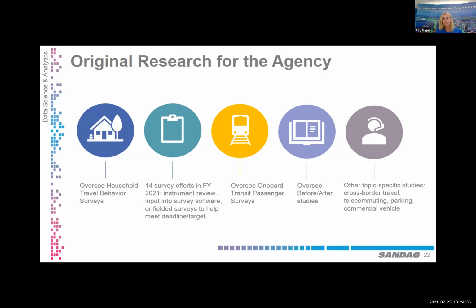And then we also contribute or oversee a number of other studies. Just some of our most recent ones was looking at cross-border travel. We worked with our consultant and then did an info bit on telecommuting to better understand how many employees are expected to go back to work after the pandemic is over with. We're working on a study looking at parking around the region, again, to help inform our models, as well as a commercial vehicle survey. Next slide, please.